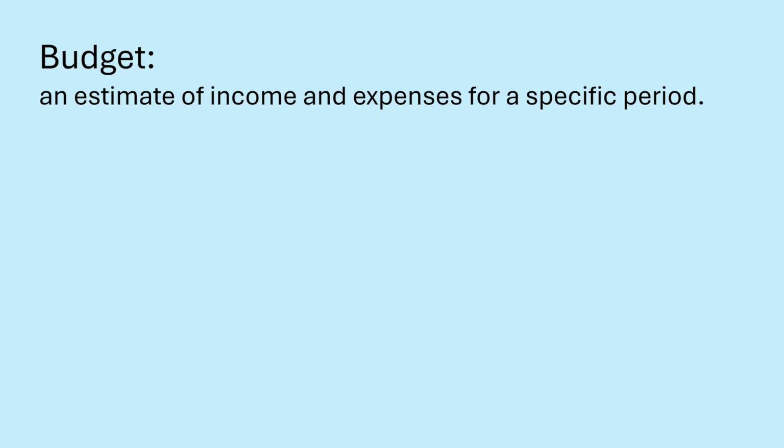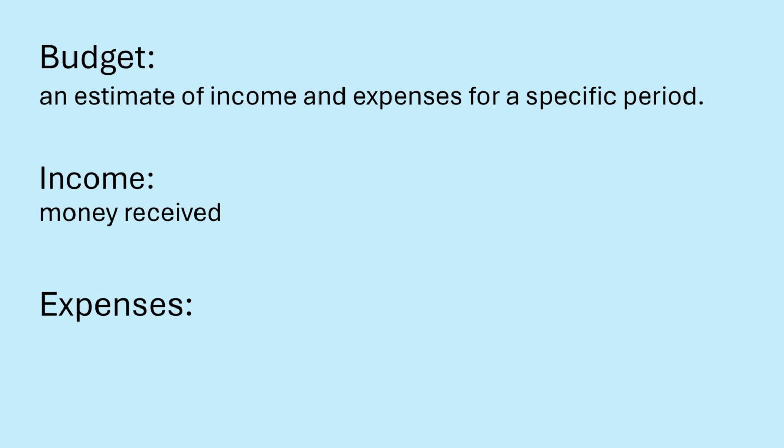$161.82. Budget. An estimate of income and expenses for a specific period. Income. Income means money received. Expenses. Expenses means money spent.